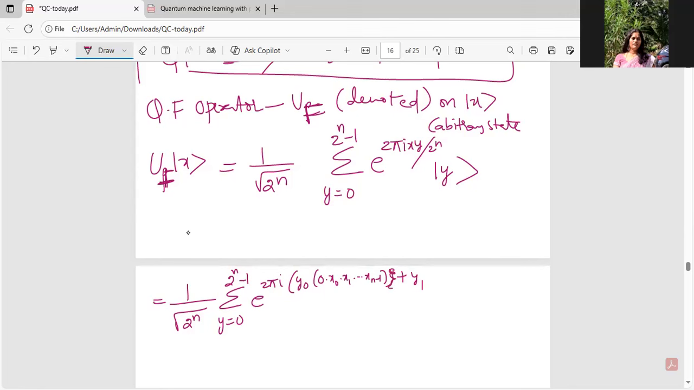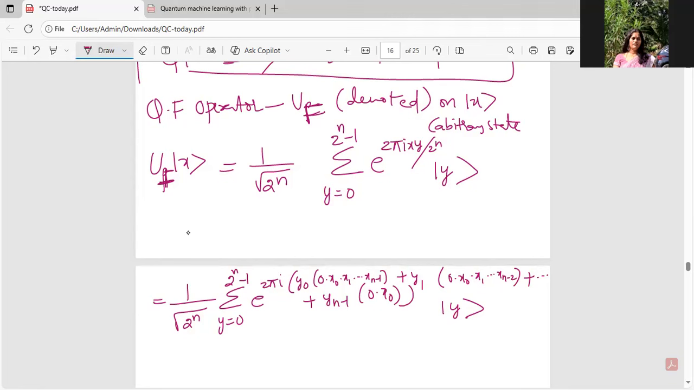Of course, this bracket should not be there because finally it closes. y1 into 0 into x naught into x1 and so on up to xn minus 2, plus and so on. I am writing here only plus yn minus 1, 0 into x naught. You know this notation. I have already rewritten it. Close the braces. Now what else I have is ket y.